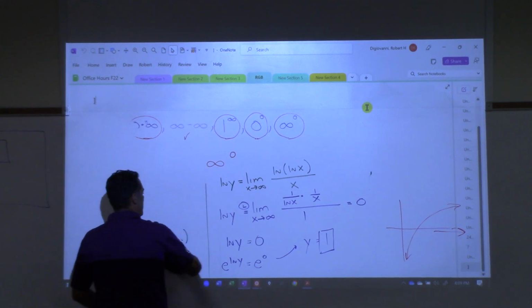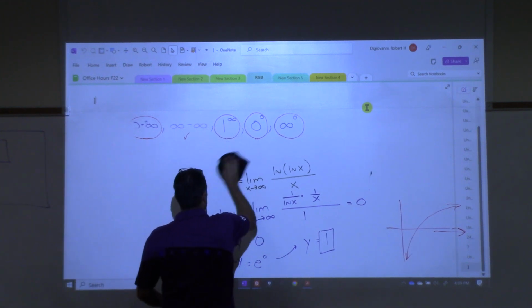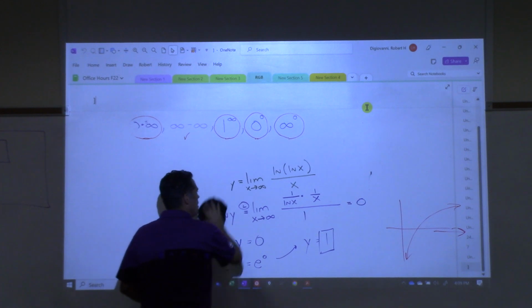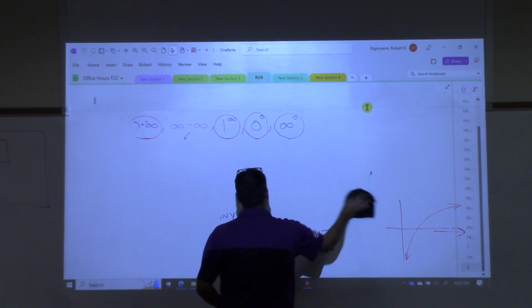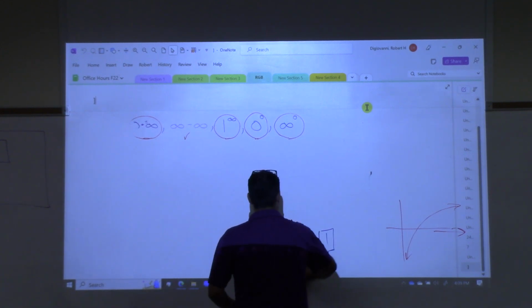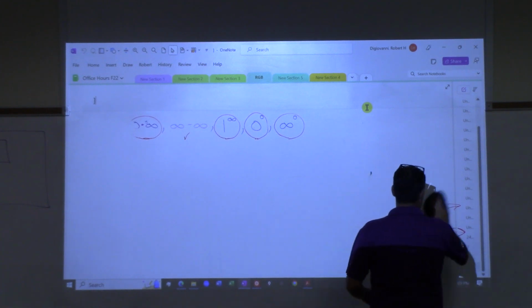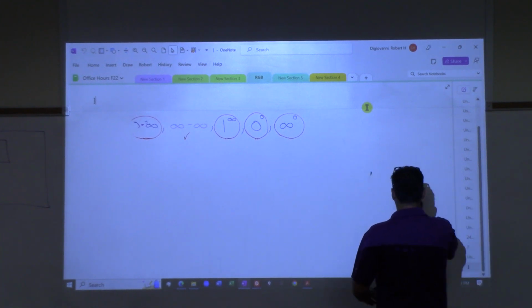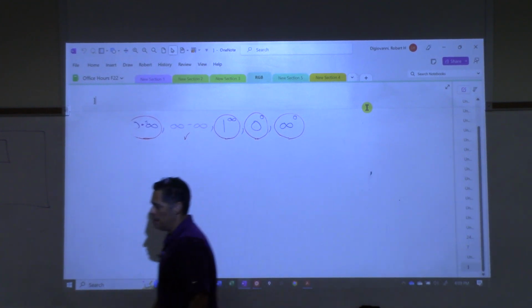Everybody's turning in their own paper. Y'all hear me? Everyone's turning in their own paper. Don't do it on the back of your notes. Do a fresh sheet of paper. All right.